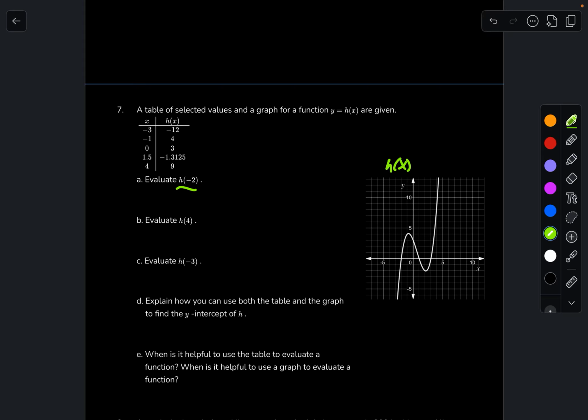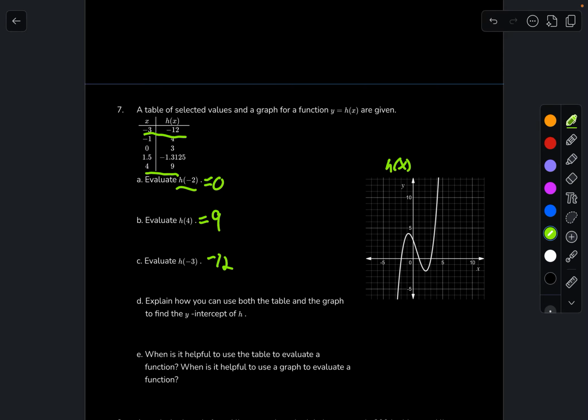Problem with h at -2, I look at the table, and it doesn't show up. -2 is none of the inputs. So that means I look at the graph, and negative 2 is right there. So the graph tells us it's going to be equal to 0 because it's the x-intercept. H of 4, I notice that 4 does show up on the table, so I'm just going to write down that it equals 9. H at negative 3 also shows up. It's going to be negative 12. Notice, I just went right to the table to check to see if those numbers show up. If not, I'm going to have to read the graph.